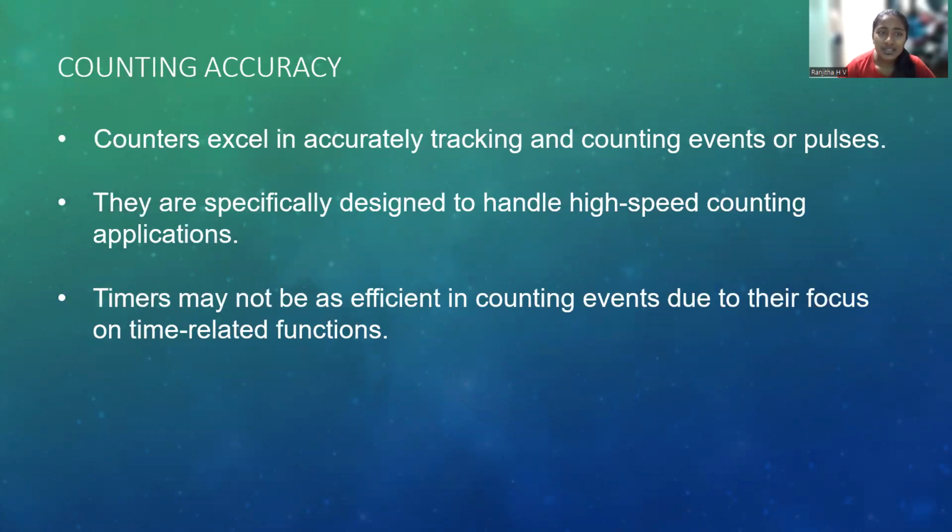Counting accuracy. What is meant by counting accuracy? Counters excel at accurately tracking and counting events or pulses. They are specifically designed to handle high-speed counting applications. Timers may not be as efficient in counting events due to their focus on time-related functions.